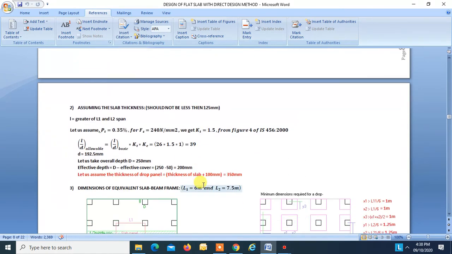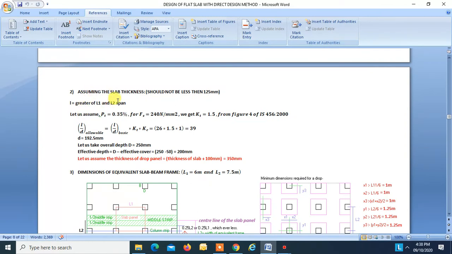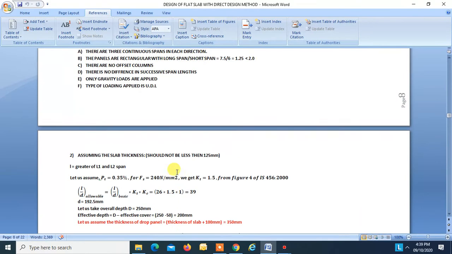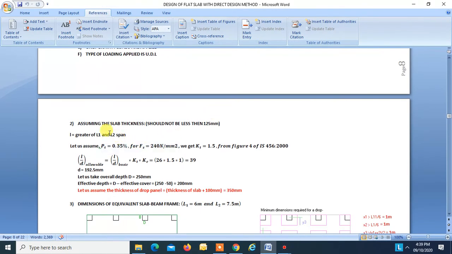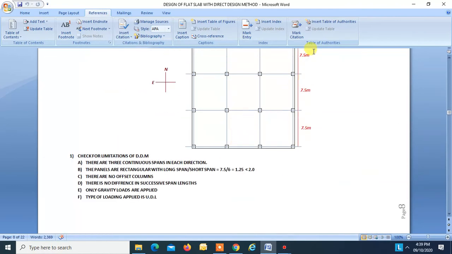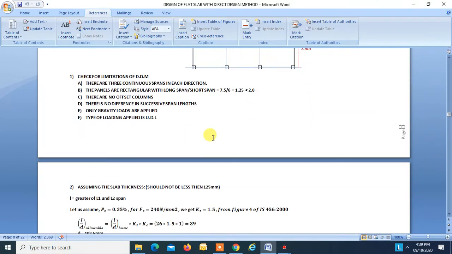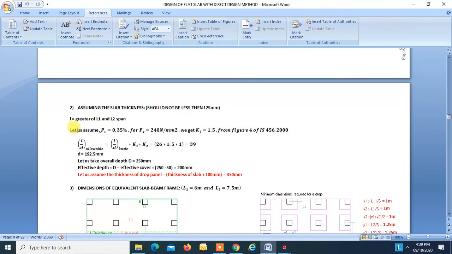Now, assuming the slab thickness. The thickness of flat slab should not be less than 125 mm. For L, we will take the greater of L1 and L2. L1 is 6 meters, same for all the spans, and L2 is 7.5 meters, again same for all the spans. Now, let us assume pt equal to 0.35%. So from figure 4, IS 456 2000, we take the graph for fs 240 and get kt equal to 1.5.